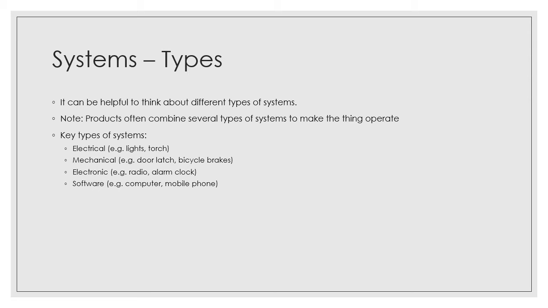We've just looked at two different types of systems, electrical and mechanical. It can be helpful to think about the different types of systems because this gives us clues when we're trying to work out inputs, processes, and outputs. Some examples of different types of systems are electrical, things like the lights in your house or a torch; mechanical, a door latch or bicycle brakes; electronic, things like a radio or an alarm clock; or software systems like those on your computer or your mobile phone.